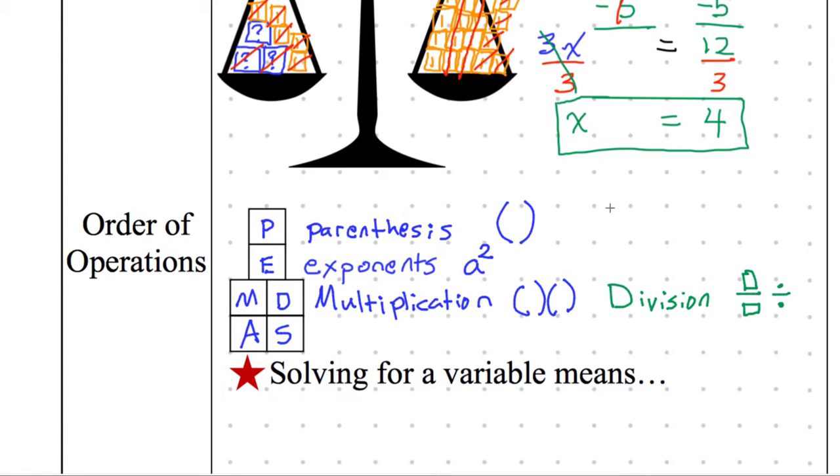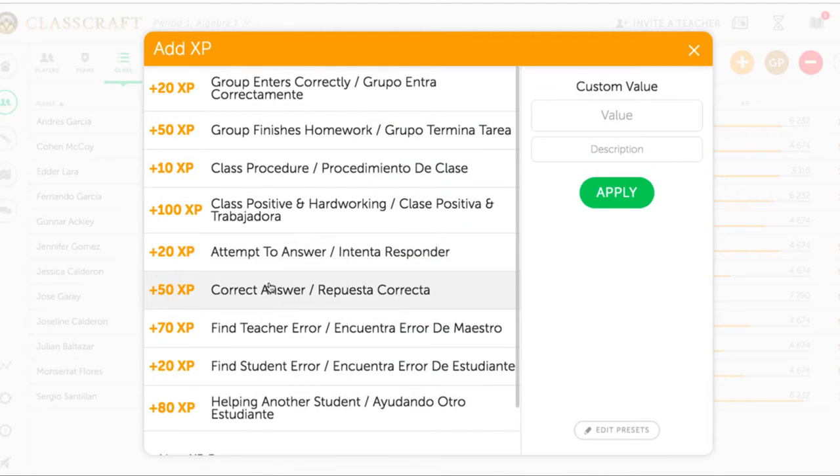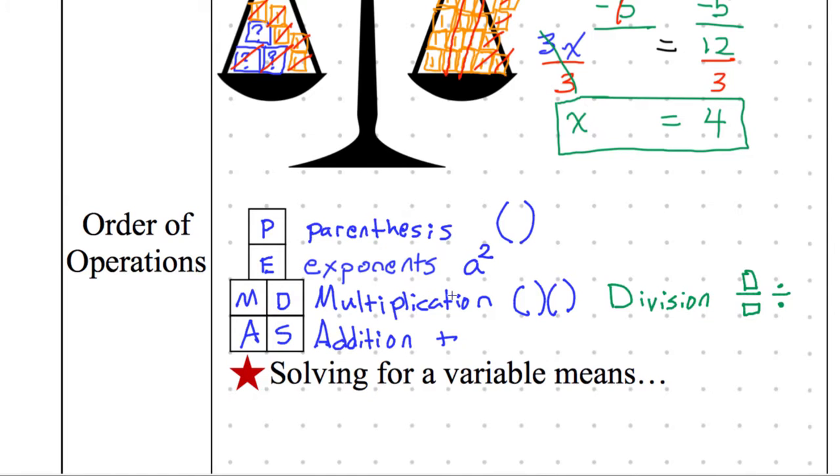Nice math, all right. A, that stands for, quiet raised hand, these easy XP, Josie. Addition. So something plus something else. Easy XP there. Josie, 50. And finally, Jose, do you want to do S for us? Yeah, subtraction.